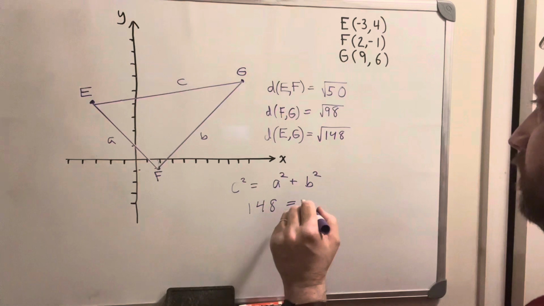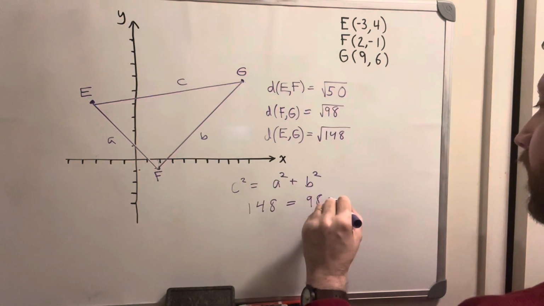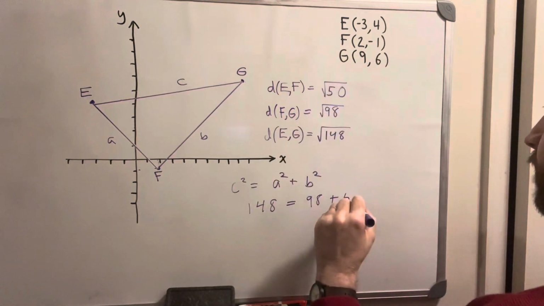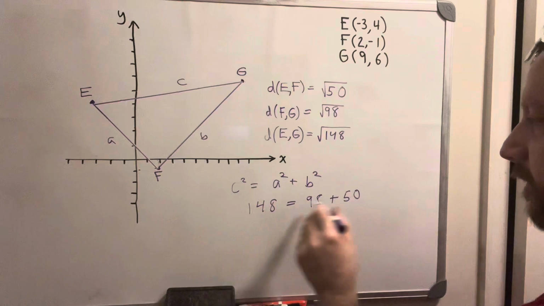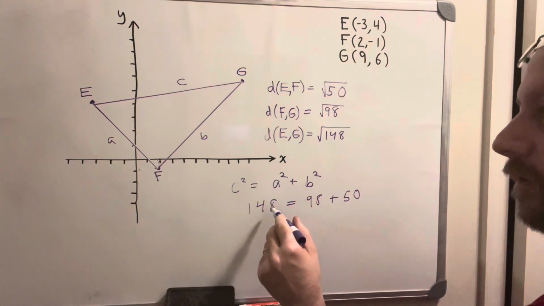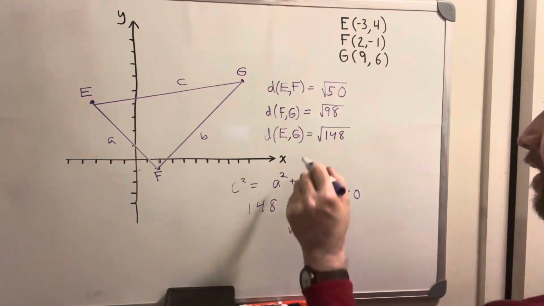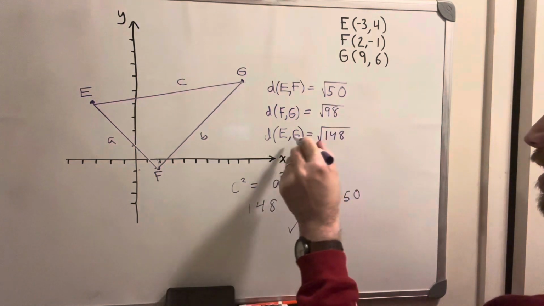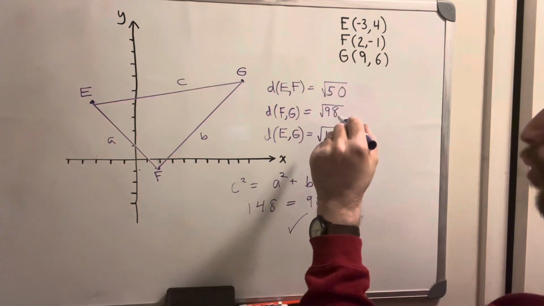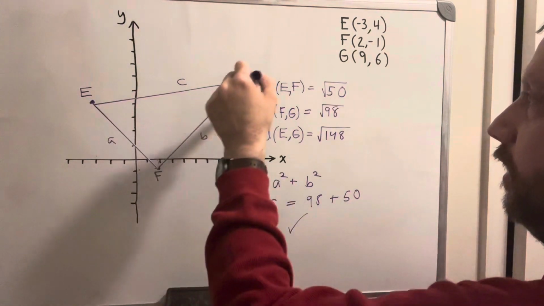And then the square root of this squared is 98. And the square root of this squared is 50. And check if that's right. Is 98 plus 50 148? Yes, turns out it is. So since this length squared equals this length squared plus this length squared, that is the proof that this is a right triangle.